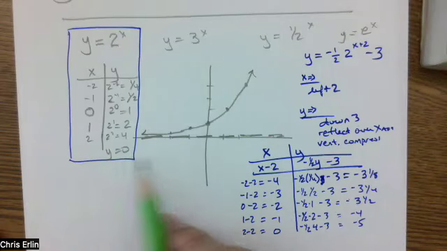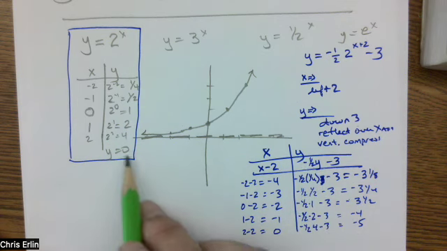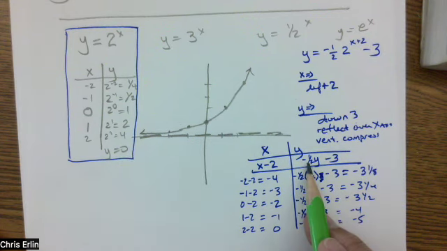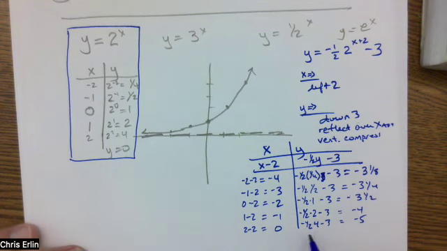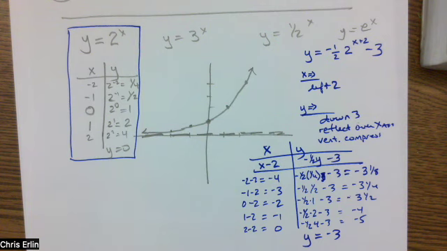Is there any x component to this? No, it says y equals 0, but there is a y component. So I can apply this same transformation to y equals 0. What happens if I take -1/2 times 0? 0, and then I subtract 3. So I've got an asymptote at y equals -3.